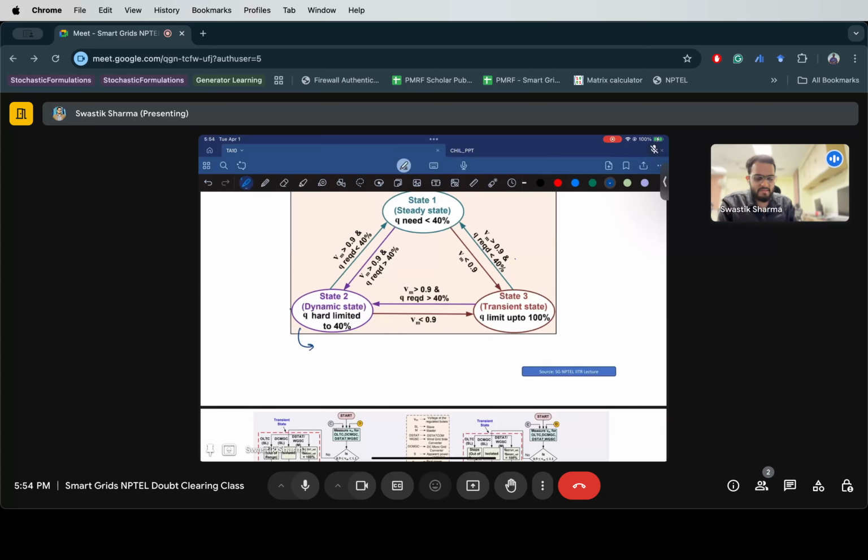But in the dynamic state, there is a large load switching. Even though there is a large load switching, the voltage is still in the feasible region. We don't want to do any kind of reactive power injection, or take any reactive power back from the system. But in the transient state, some fault has happened.